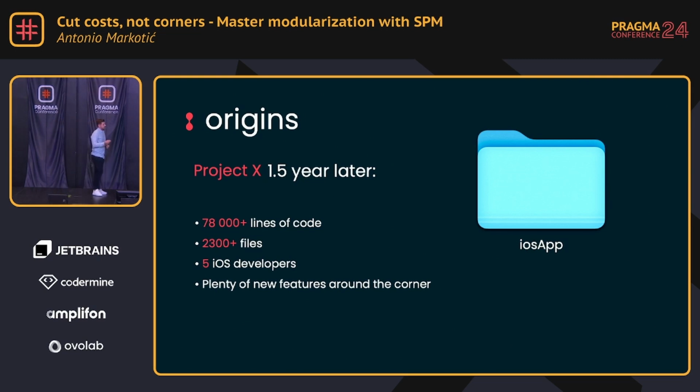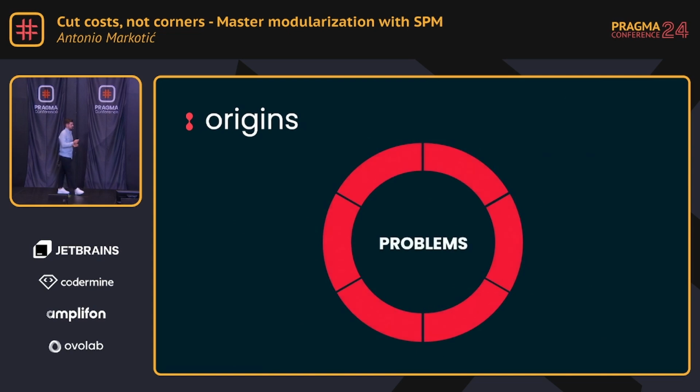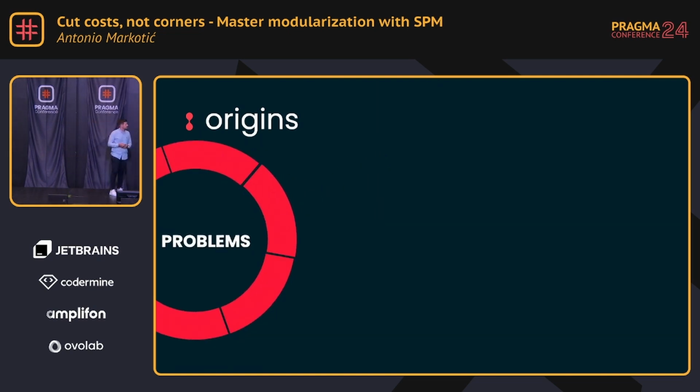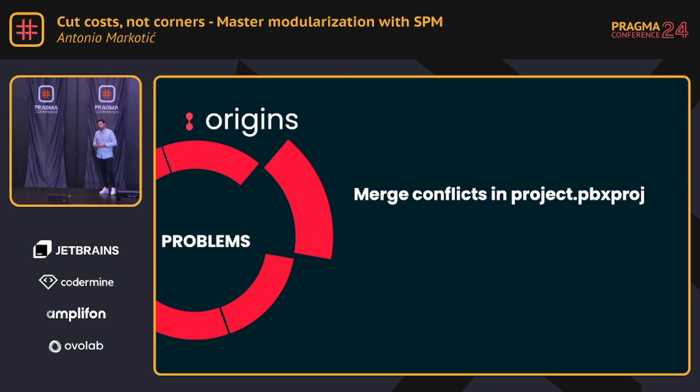So we decided to define those problems, to maybe jot them down, and then when we are completely aware of what the problems are, it would maybe be easier for us to solve them. So let's look at those problems. First of which are those merge conflicts in the Project PBX profile. I'm pretty sure you're all familiar with them, and if you're not, I mean, lucky you.